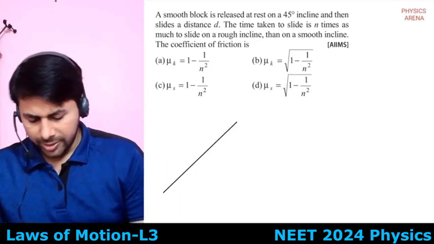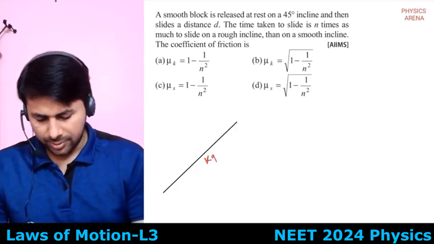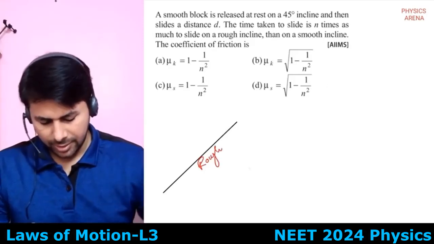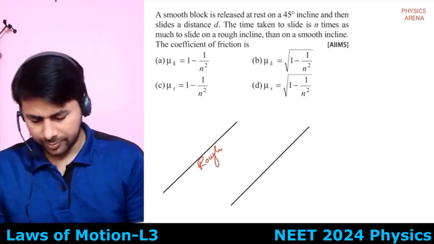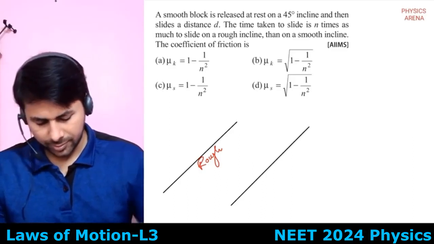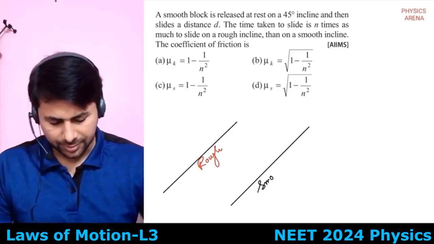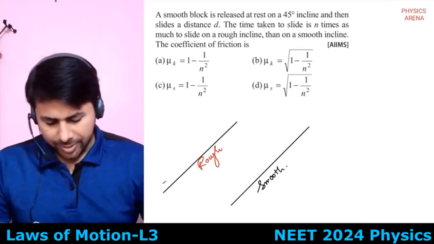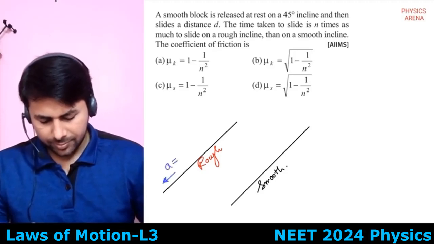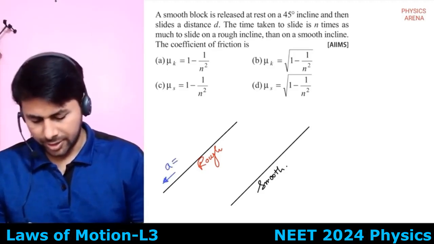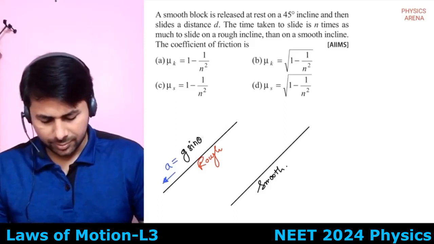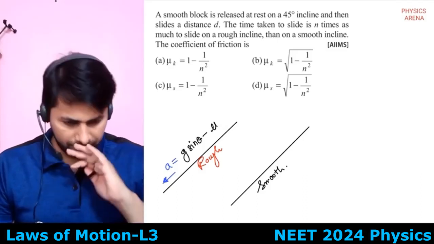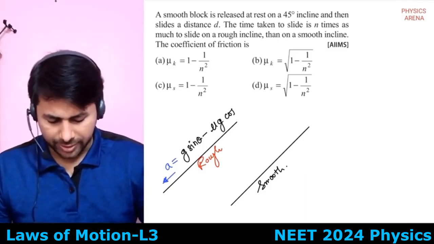Okay. So suppose this is a rough incline, and this one is smooth. How much is the acceleration on the rough one? It was g sine theta minus mu into g cos theta.